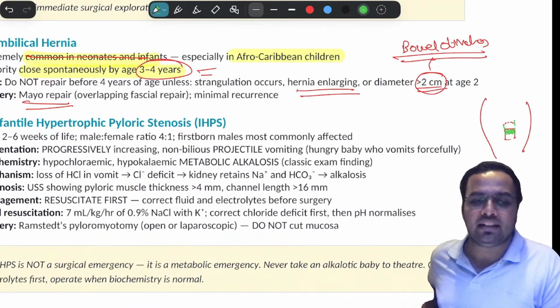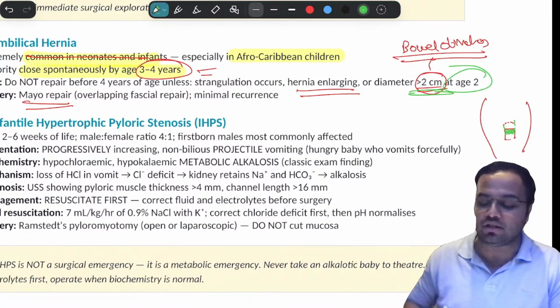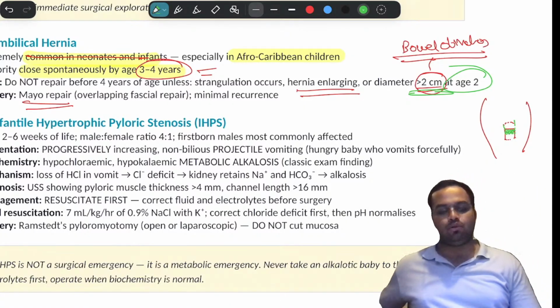So when to repair the hernia? If the diameter is more than 2 centimeters by the age of 2 years, then you should repair the hernial defect.